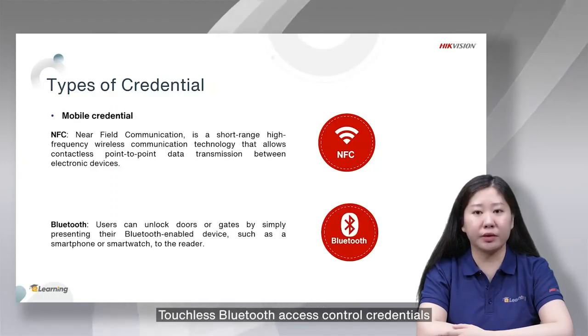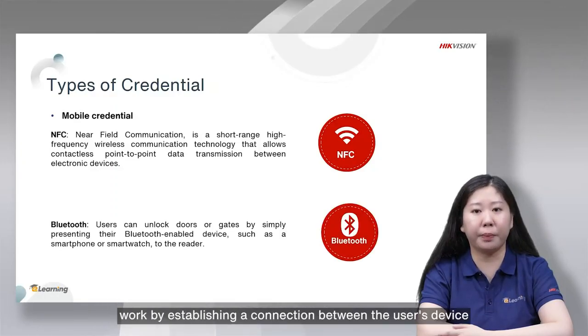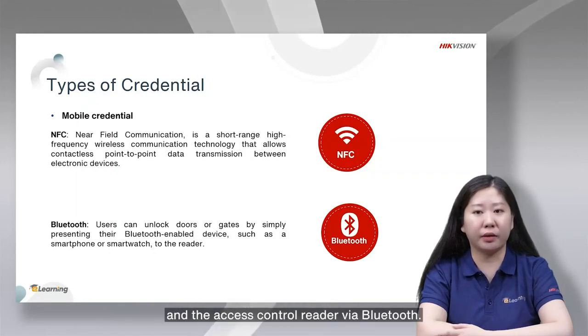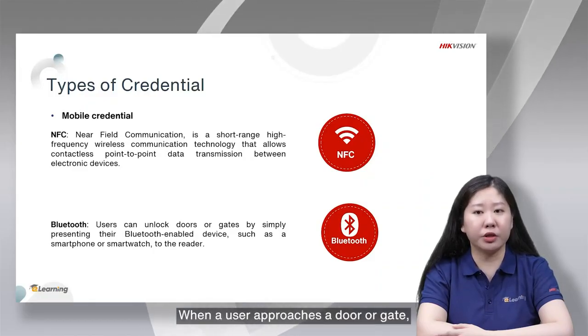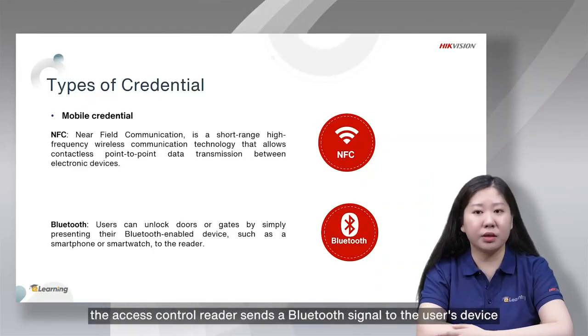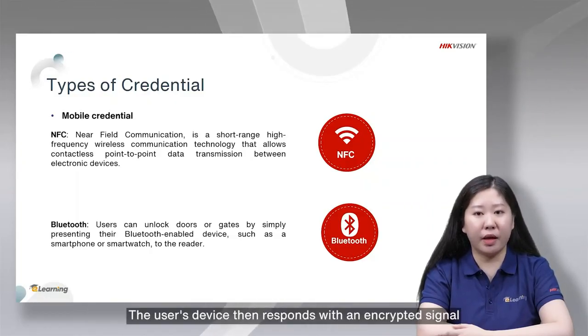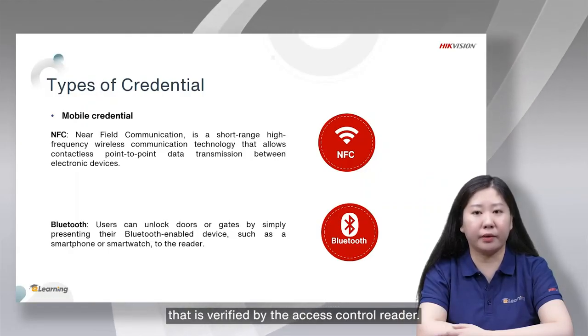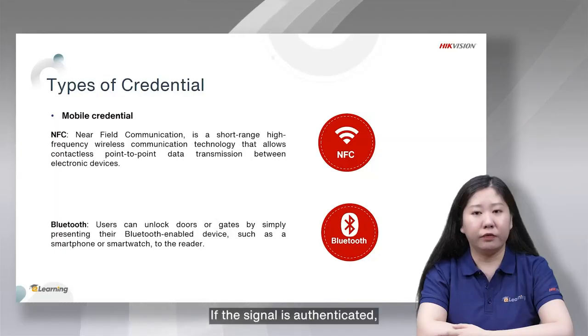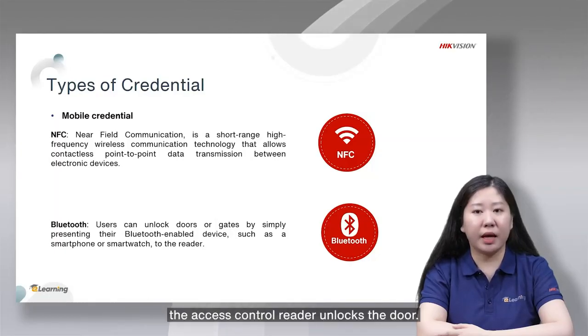Touchless Bluetooth access control credentials work by establishing a connection between the user's device and the access control reader via Bluetooth. When a user approaches a door or gate, the access control reader sends a Bluetooth signal to the user's device. The user's device then responds with an encrypted signal that is verified by the access control reader. If the signal is authenticated, the access control reader unlocks the door.